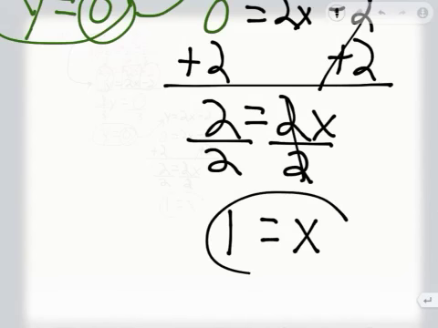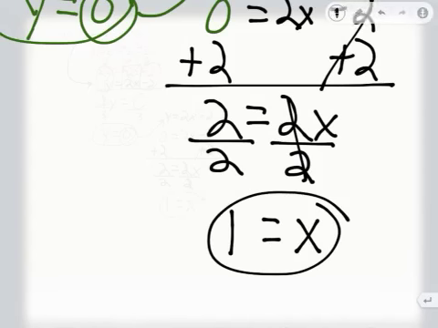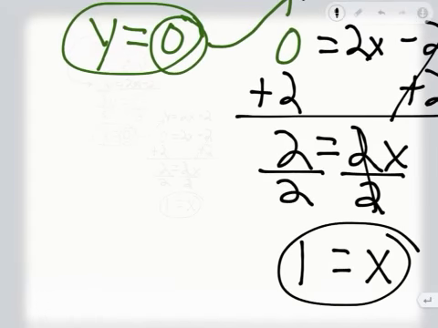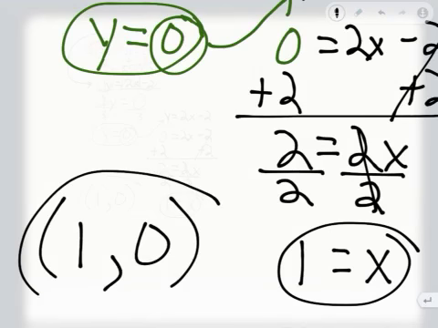equals x. Alright, so now let me write my answer in coordinate pair format. So I've got my x value is 1 and my y value is 0. So here's my solution.